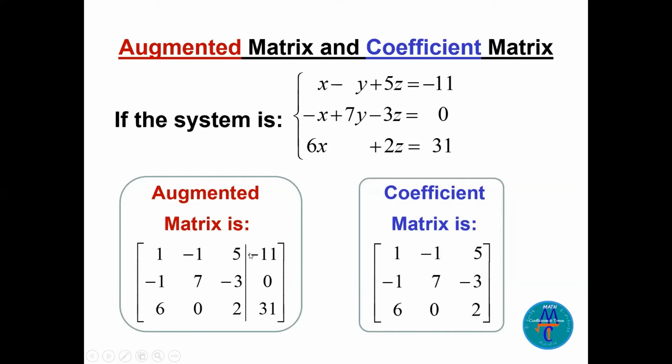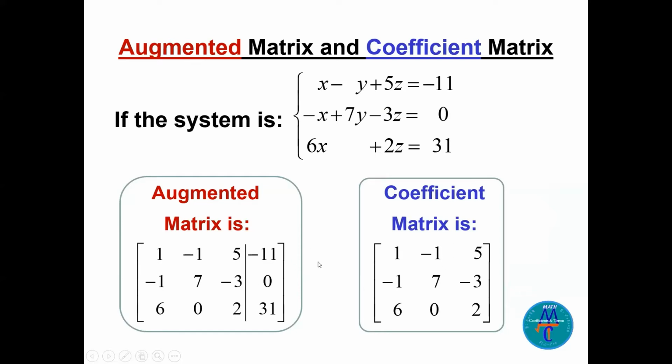And then we write here a bar, a line, though some books don't write the line. The numbers at the end, the last column, will be the constants: minus 11, 0, 31. So even if you have a line or you don't have a line, the last column here will be the constants. If you write it like this, we call it augmented.